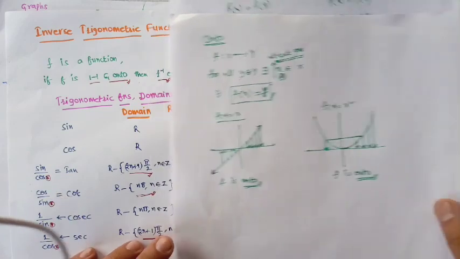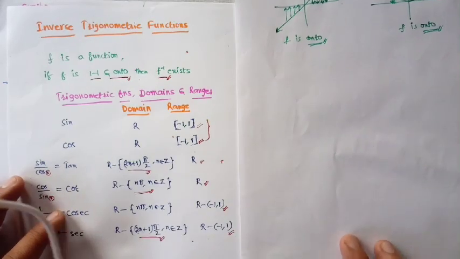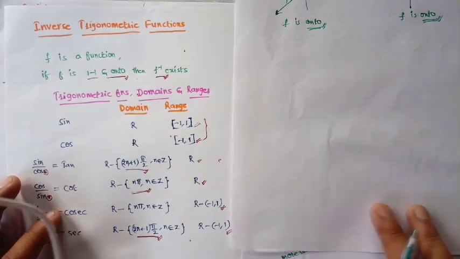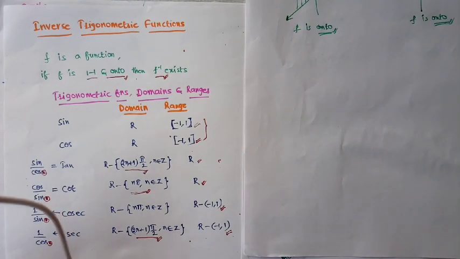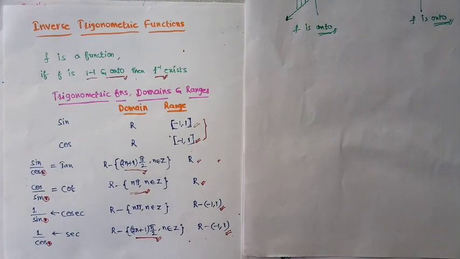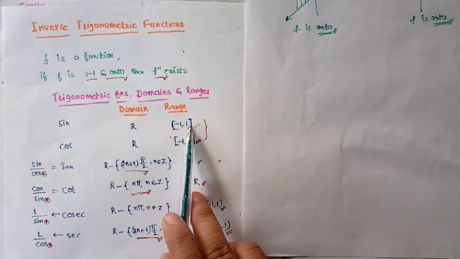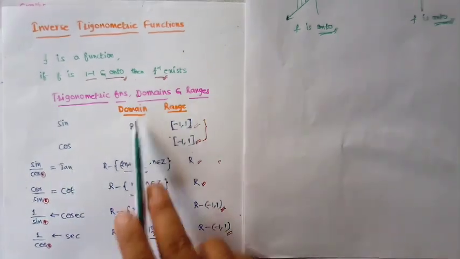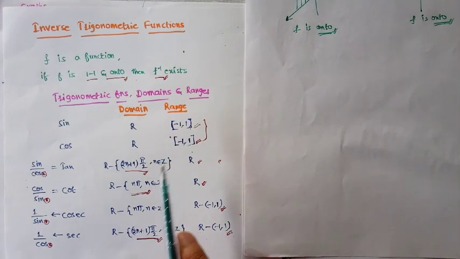Now coming to the trigonometric functions and their domains and ranges. As we already know, these facts are already known. Sine function, domain and range: sine domain is R and the range is -1 to +1. Cos domain is R and the range is -1 to +1. We'll see the graphs also.